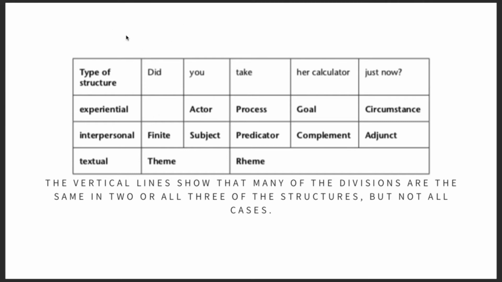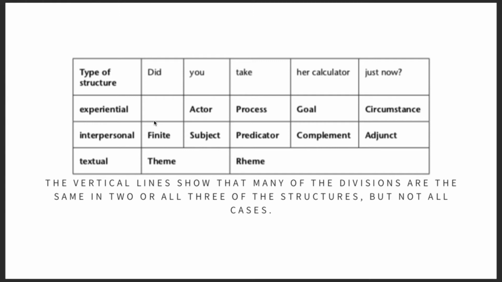So the vertical lines show that many of the divisions are the same in two or three of the structures, but not in all cases. Let's say in the experiential. And again, in experiential terms, we don't care about the tensed particles. That is why it is left there hanging. And we only have the finite did for interpersonal and the theme for textual.